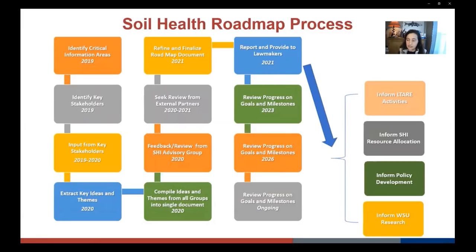So this slide shows the process of creating the roadmap. We've identified the information that we want to gather and the key stakeholders who we want to gather that information from. And the meat of this work is here, gathering input from key stakeholders. To collect this information, we provided each group lead with a template of questions, and then each lead determined the best way to go about collecting that information.